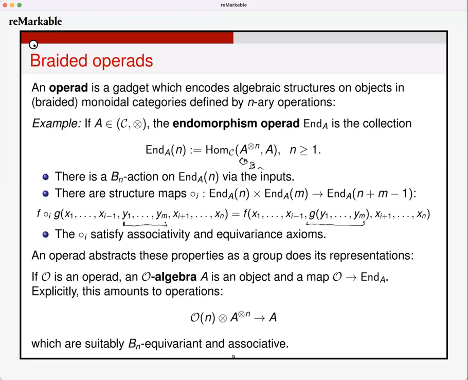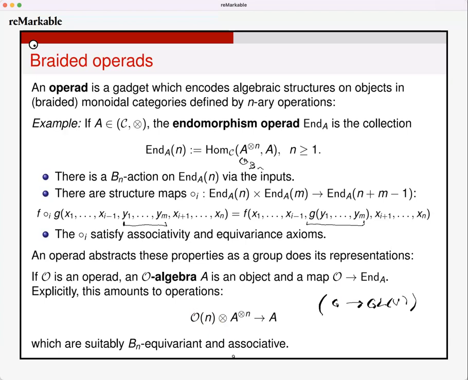The abstract notion of an operad abstracts these properties in the same way that a group abstracts its notion of a representation. But an instantiation of an operad is an algebra. That's a map of operads from O to the endomorphism operad of some object A, much in the same way that a representation is a group homomorphism from G to GL of V. In particular, this means that each element of O_n produces an n-ary operation on A.